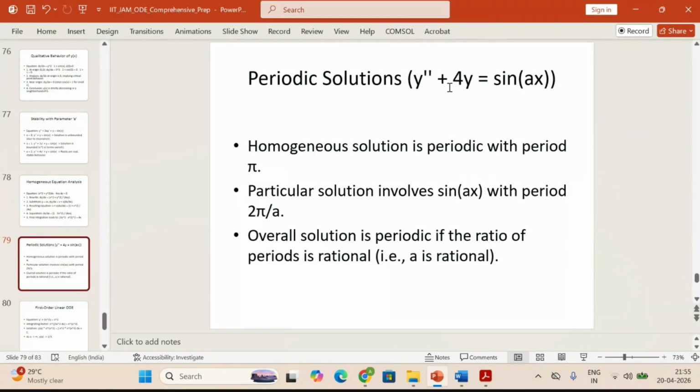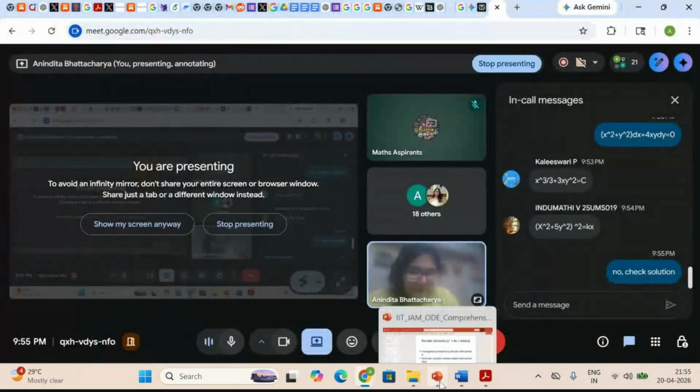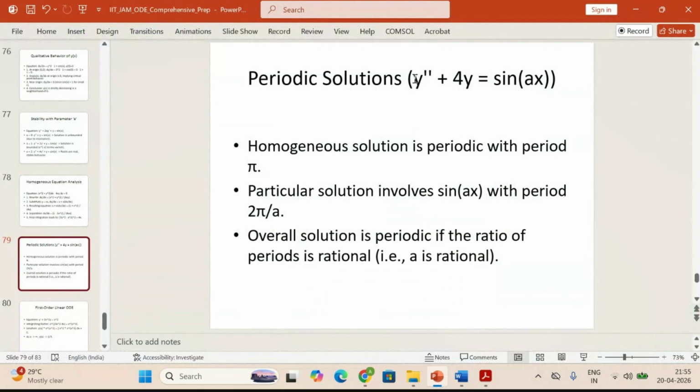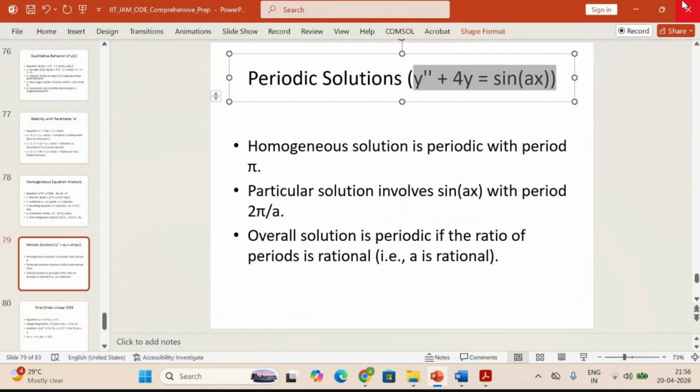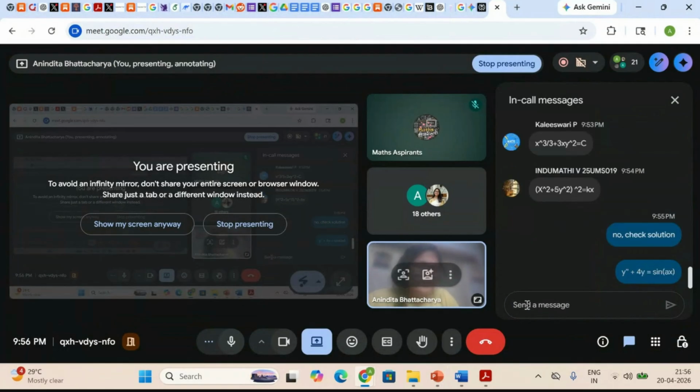Periodic solutions, y double prime plus 4y equals sine ax. What should be the value of a for the solution to be periodic? I will repeat. The equation is this. What should be the value of a for the solution to be periodic?